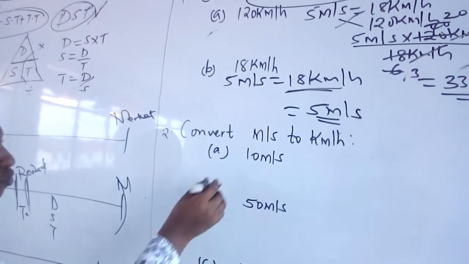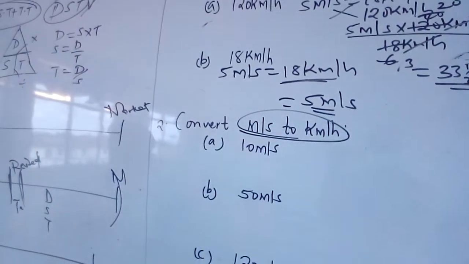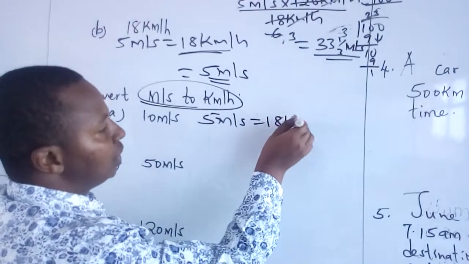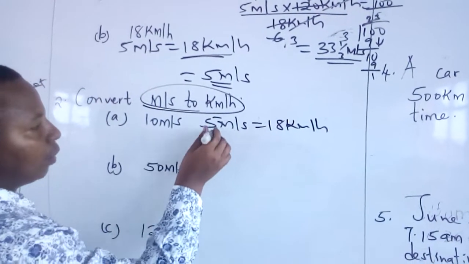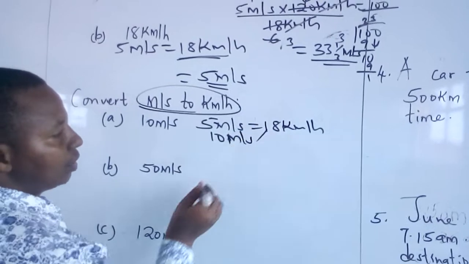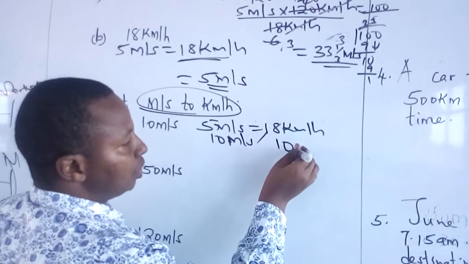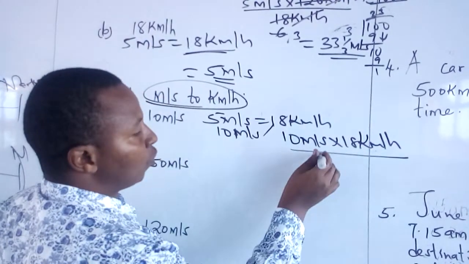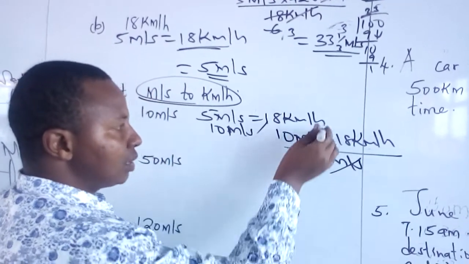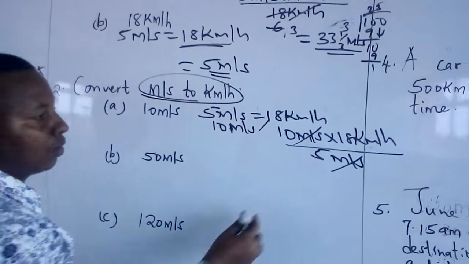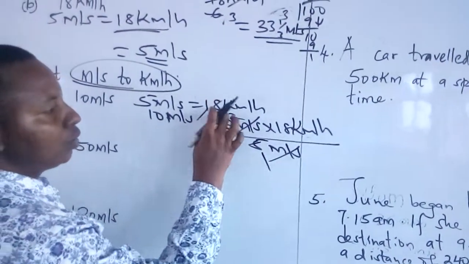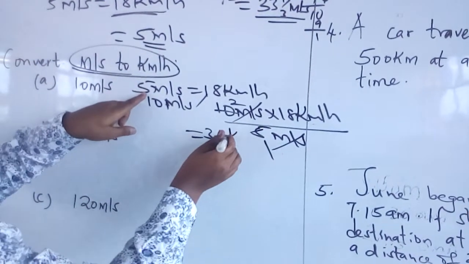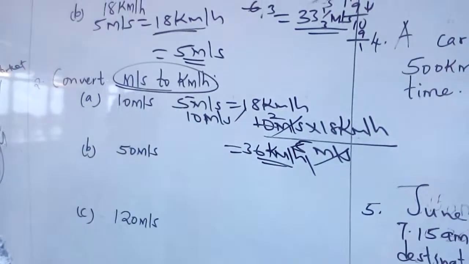Now this question we are converting meters per second to kilometers per hour. As we have said, 5 meters per second is equal to 18 kilometers per hour. What about 10 meters per second? You could multiply, it will be 10 meters per second times 18 kilometers per hour, over 5 meters per second. Meters per second cancels meters per second. By 5, 1, by 5, 2 times 18 is 36. And because you are told to change to kilometers, it is 36 kilometers per hour.